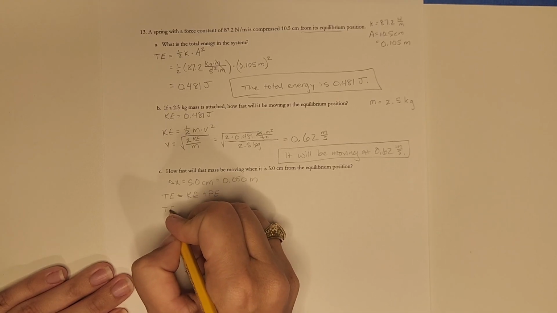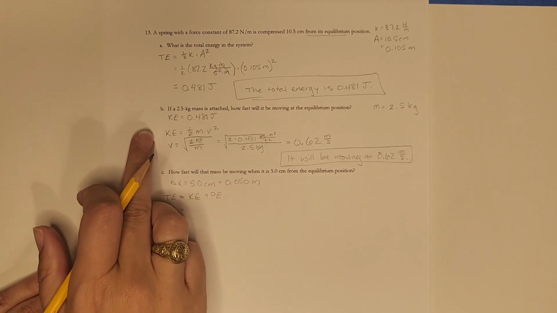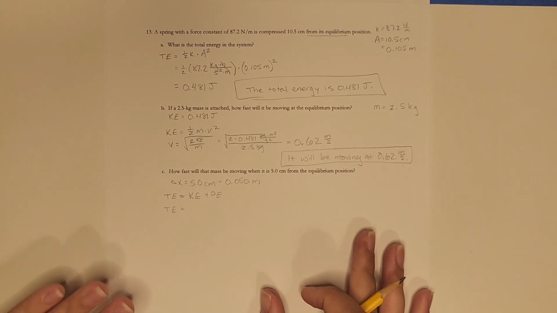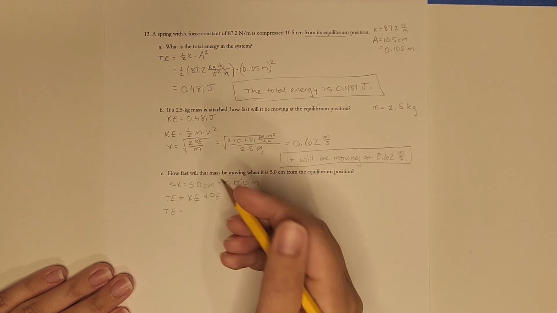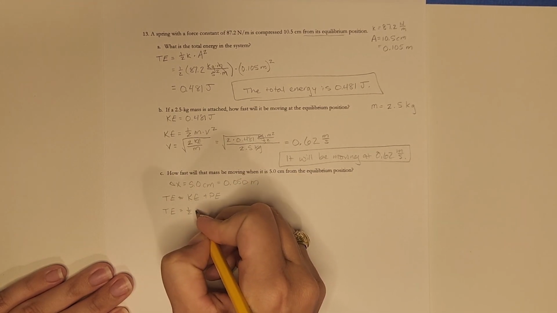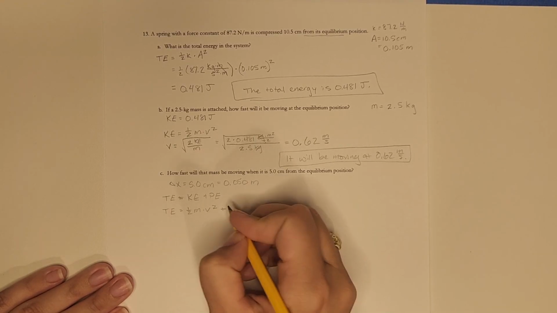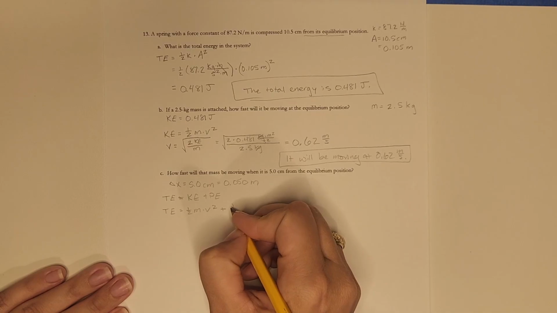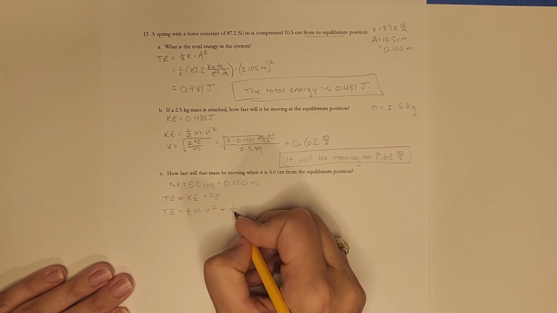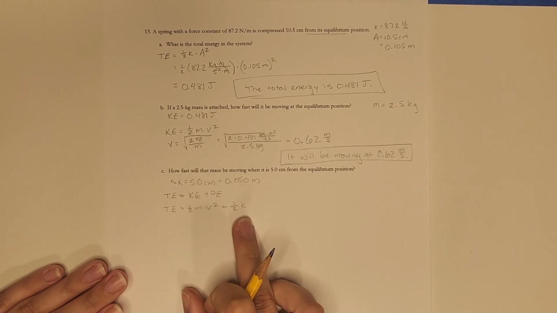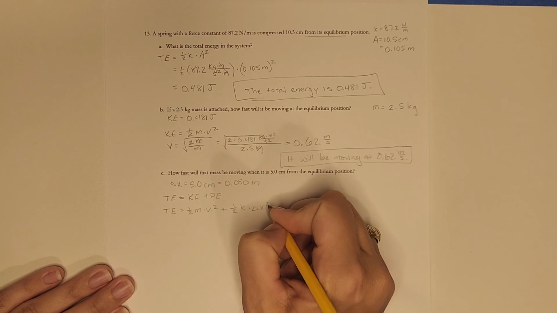And let's write these out in terms of the equations that work for the spring mass systems. So our kinetic energy is 1/2 our mass times our velocity squared, and our potential energy is 1/2 our spring constant times our delta x squared.